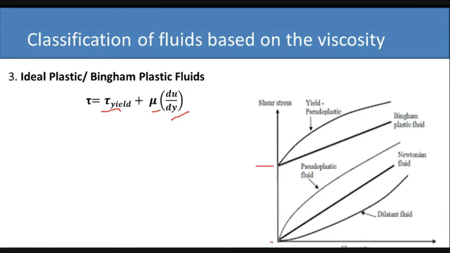Okay, so this much magnitude represents the tau yield. And what is this yield shear stress? Tau yield. So yield shear stress is nothing but the amount of stress which is required to be applied so that the solid will be converted into fluid.